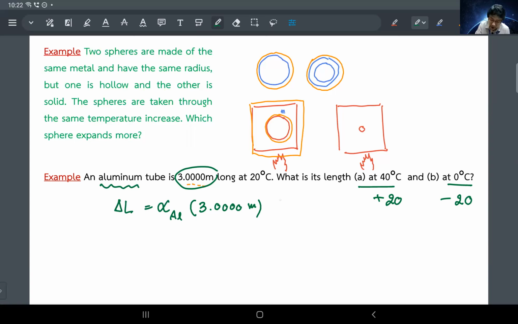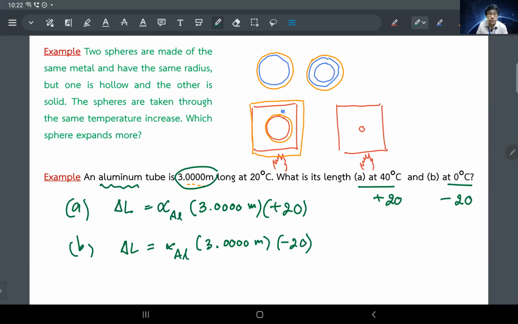All right, so for part A, you just multiply by positive 20. So the delta L will be positive. For part B, it will work exactly the same, except you're going to get a contraction. So everything will shrink down a little bit by that much. All right, so that's good. It's very easy to use. It's a straightforward one that you can try using this equation anywhere, anytime.